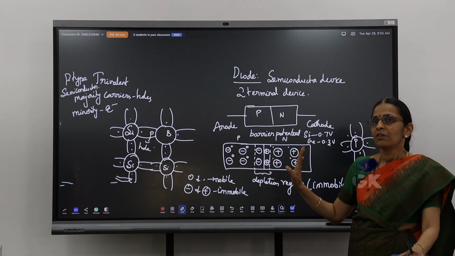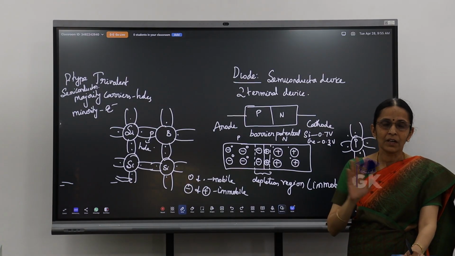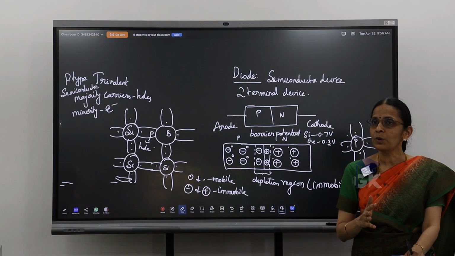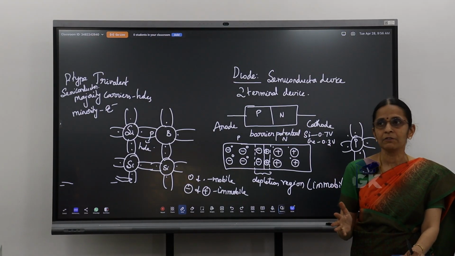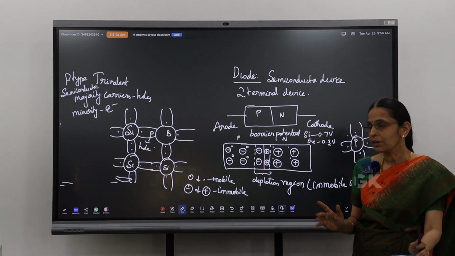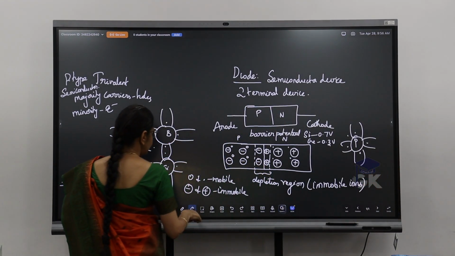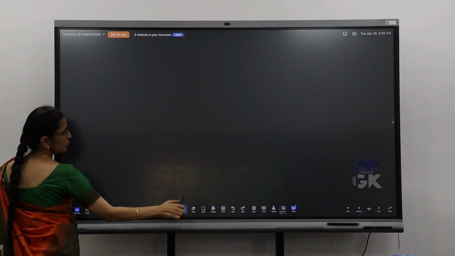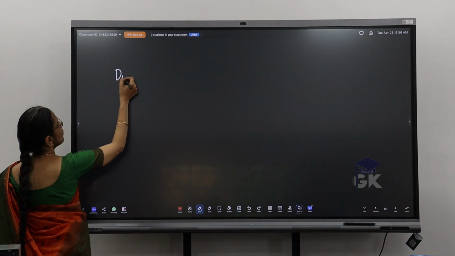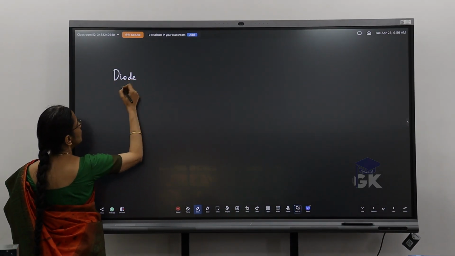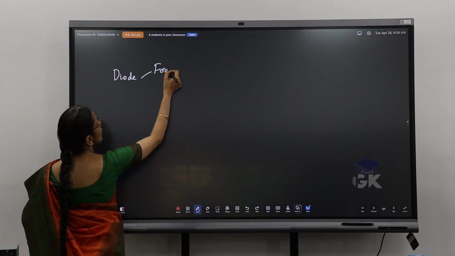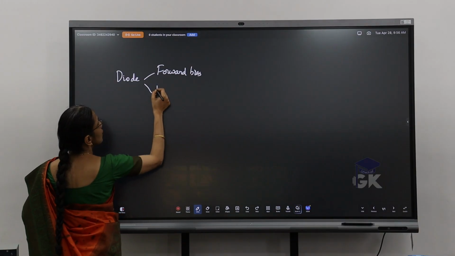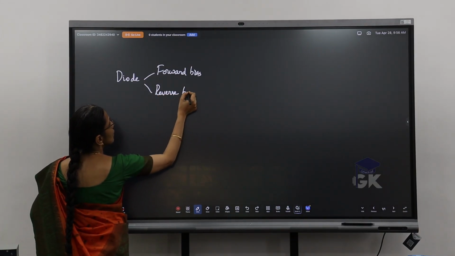Now what are we going to do? This we are going to bias, and we arrive at what is called as the forward bias and then the reverse bias. How my diode is going to work in the forward bias condition as well as in the reverse bias condition, that we will see further. Okay. So diode, we say I'm going to forward bias and then the reverse bias.